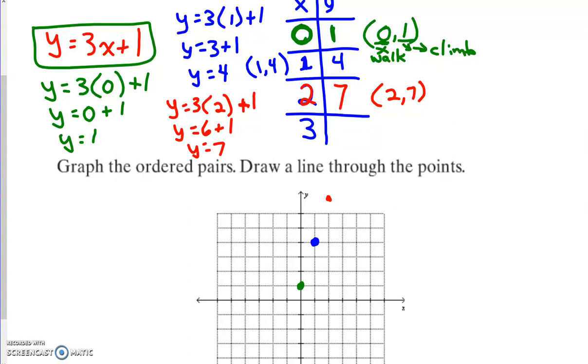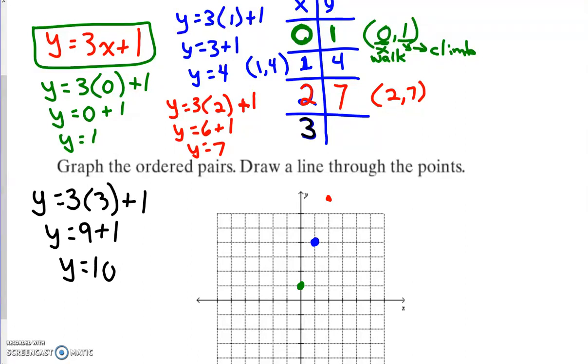If I substitute one more number, this time I'm going to substitute in a 3. Y equals 3 times 3 plus 1. Y equals 9 plus 1. Y equals 10. Now if x is 3, y is 10. 3 comma 10. So from the origin, walk 3. 1, 2, 3. Climb 10. 3, 4, 5, 6, 7, 8, 9, 10. I'm going to be way up there.